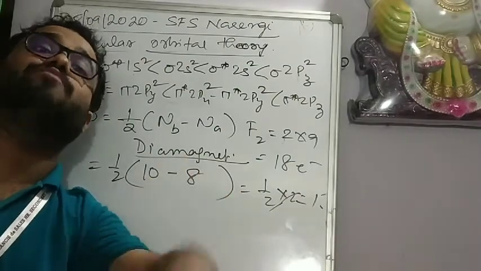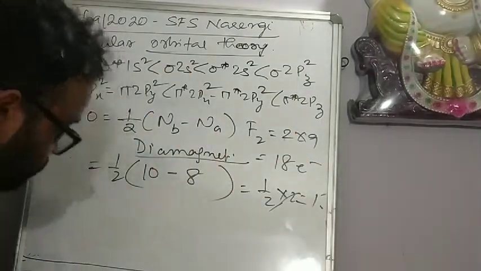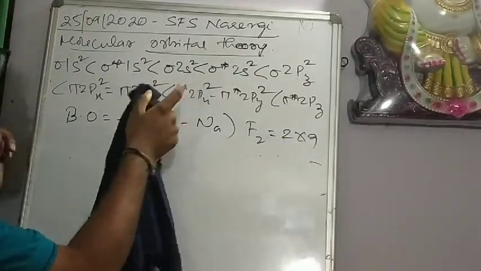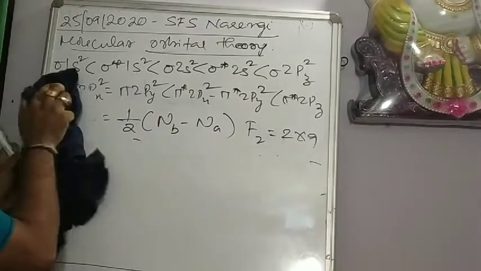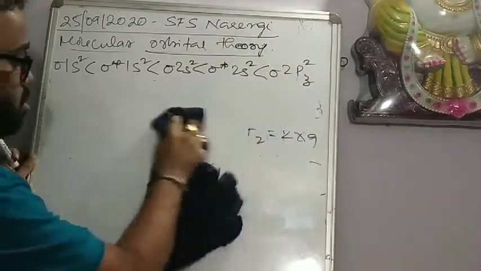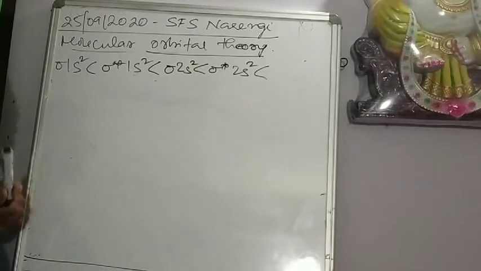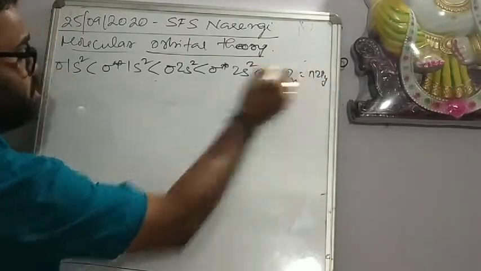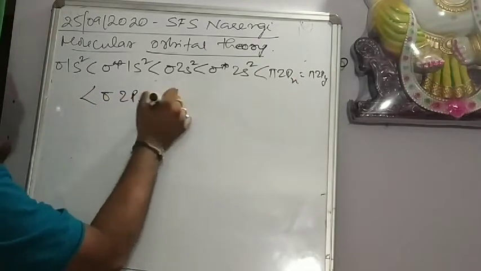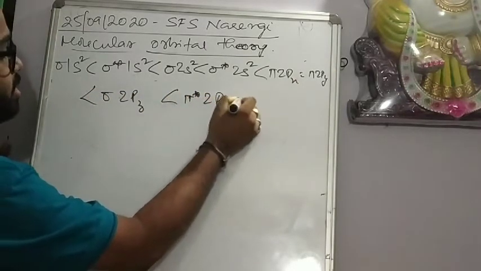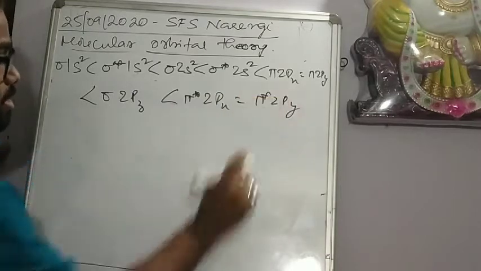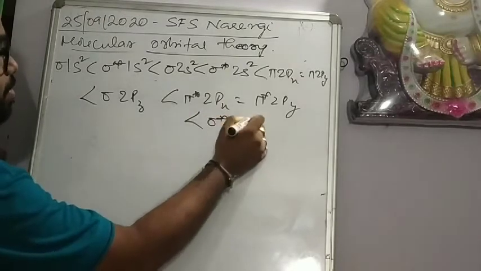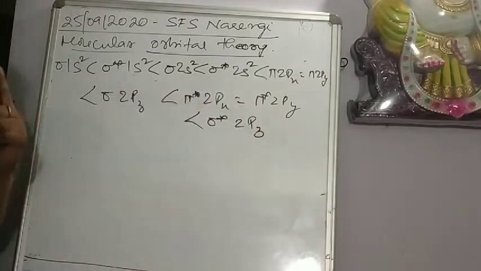Now let us take out the bond order of N2, nitrogen. But if I use nitrogen, students, I have to change the order. How? I will change the order. For nitrogen, pi 2px will come here: pi 2px, pi 2py, less than sigma 2pz, less than pi star 2px, less than pi star 2py, less than sigma star 2pz. This is for N2.